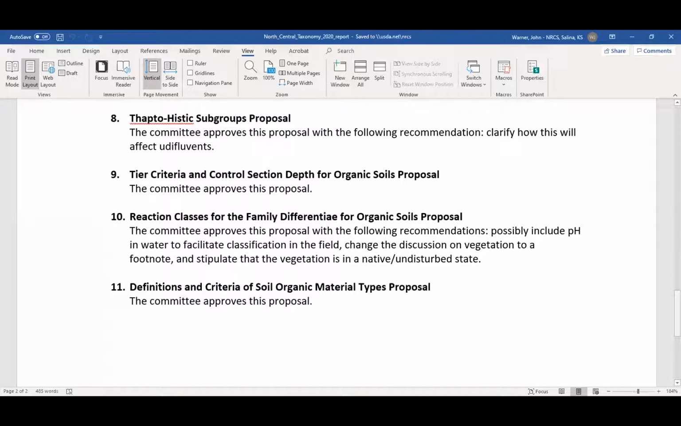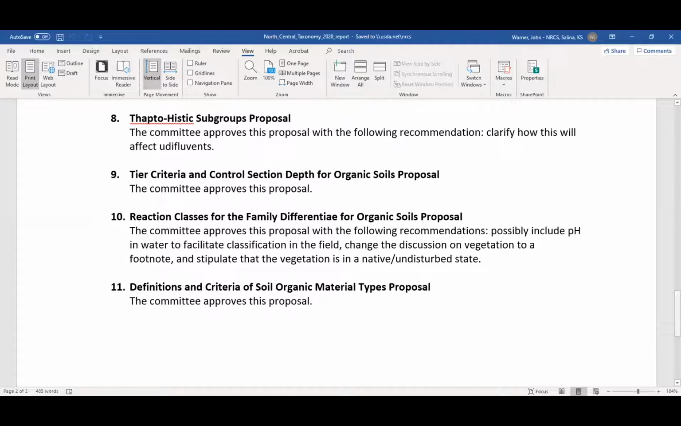We feel that this proposal should be moved forward. It was done very well. Reaction class for the family differentiator of organic soils. The committee again approves this proposal. We need to include some pH with some classification in the field. Change in the proposal, there's some discussion on vegetation.